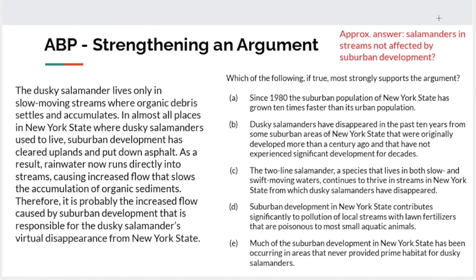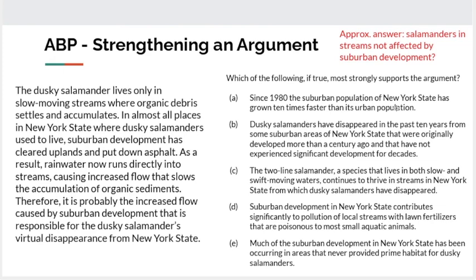We identify a key assumption or a potential hole in the argument, and if we can find something that confirms that this is a valid assumption, or in other words, that there is a difference between the salamander population in areas that are affected by suburban development and areas that aren't affected, well, that means that the conclusion is going to look stronger than it otherwise would have. So let's look at the choices.